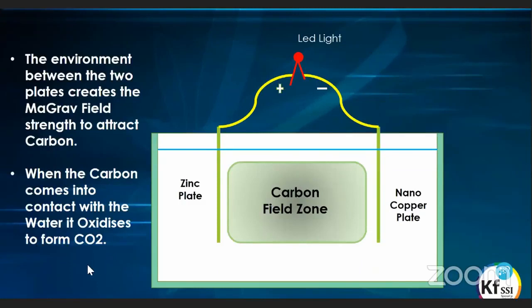So what you've created is an environment between the two plates, which creates the magnetic gravitational field strength to attract the carbon into that area. And when the carbon comes into contact with the water, it oxidizes to form our CO2.